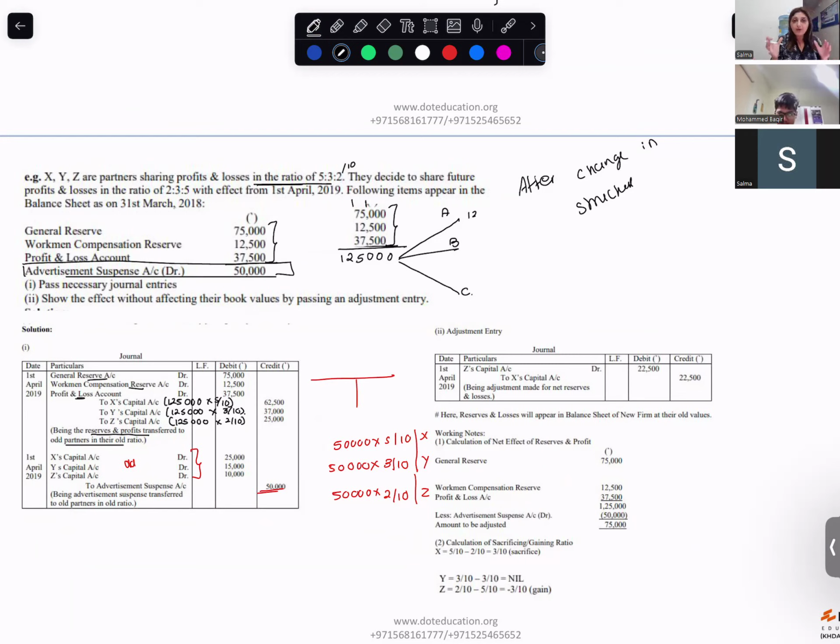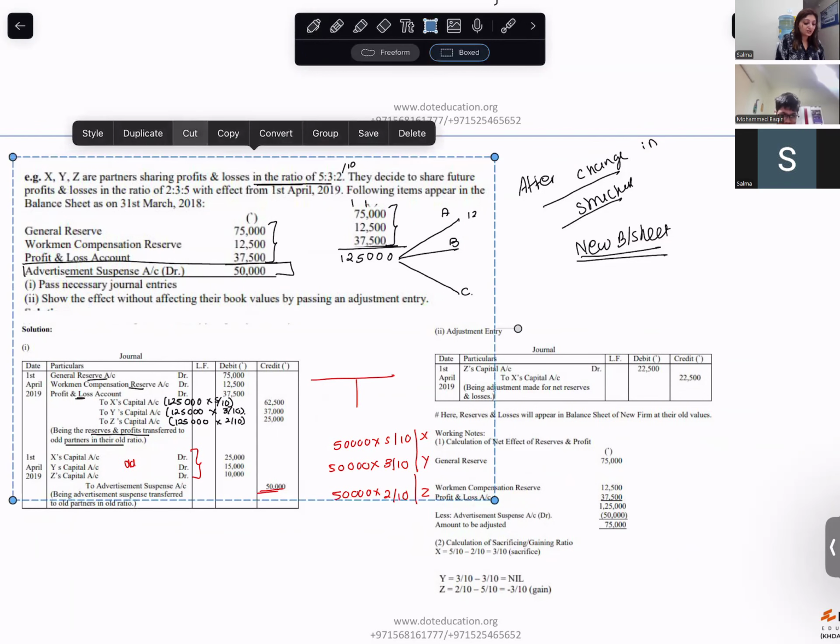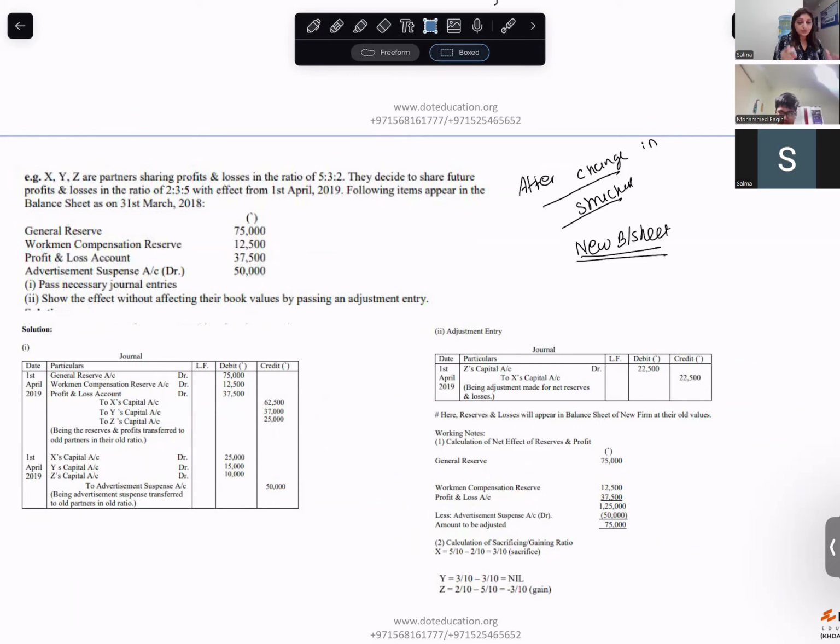Okay. However, if you want this undistributed profits and losses to come in your new balance sheet at their old values, I'm repeating again, if you want them to come in the new balance sheet. New balance sheet means what? Ma'am, the balance sheet after the change in structure. Okay. So if you want this to come in your new balance sheet at the book value, you have to pass an adjustment entry. Yes, ma'am.